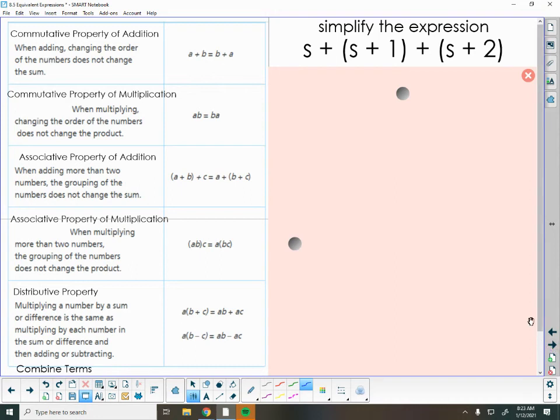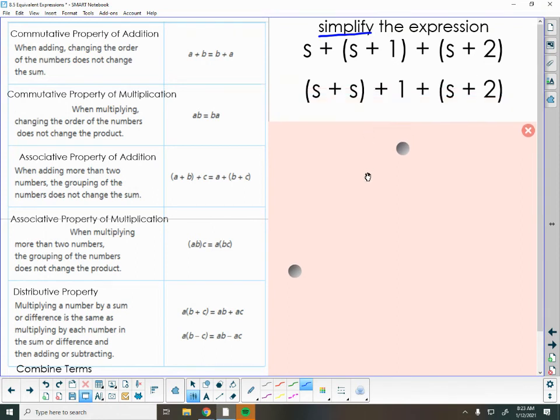Okay, so here we have this triangle, and one side of the triangle is S, the other side is S plus 1, and the other side is S plus 2. And we want to simplify this. So we want to combine anything we can that's going to make this easier for us to do. So they went ahead and changed it. So it looks like they've moved the parentheses. So they took parentheses around S plus 1 and moved them here around the S and S.